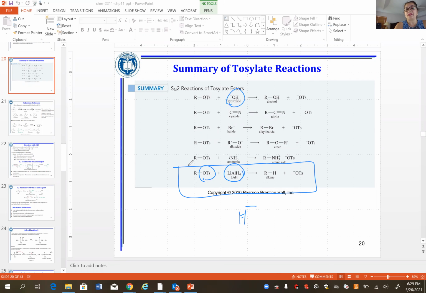So you can replace OTs with ammonia and you get a primary amine. You can replace it with the alkoxide, you get ether. And with the halide, you can get alkyl halide. So because you have a good leaving group, you can make it go through Sn2 reaction by bringing different nucleophiles.